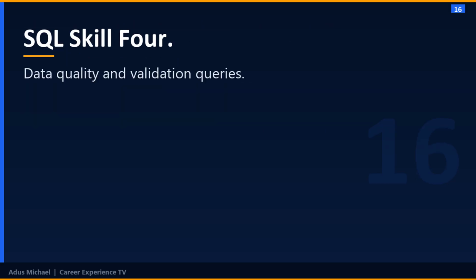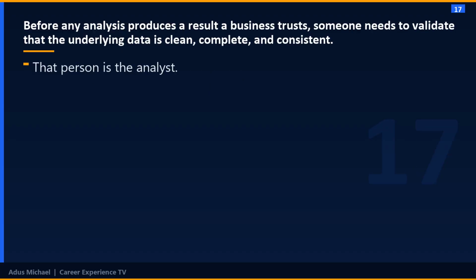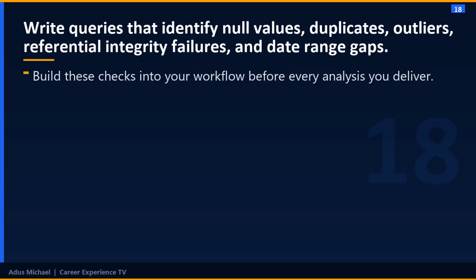SQL Skill 4, Data Quality and Validation Queries. Before any analysis produces a result a business trusts, someone needs to validate that the underlying data is clean, complete, and consistent. That person is the analyst. Write queries that identify null values, duplicates, outliers, referential integrity failures, and date range gaps. Build these checks into your workflow before every analysis you deliver.